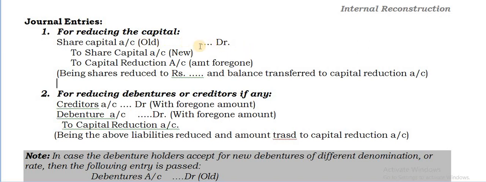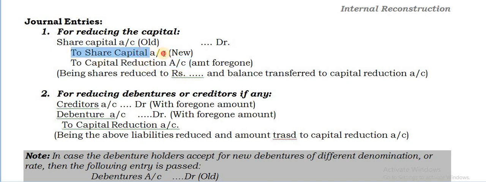This is the first journal entry for reducing the capital. If there is any reduction in the share capital, this is the entry that you need to pass. Equity share capital account debit, that's the old one. Give a credit to again equity share capital account, new, and to capital reduction account. This is the amount foregone. Whatever the amount being foregone, surrendered, sacrificed, that amount should always be credited. Okay, it's a liability. Increase in liability is credited.